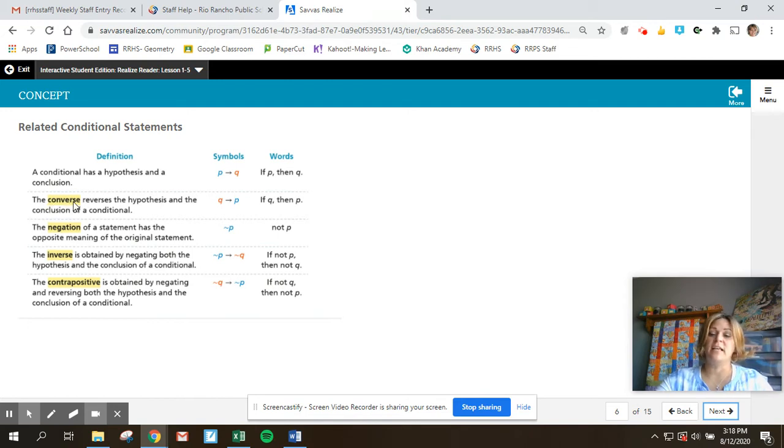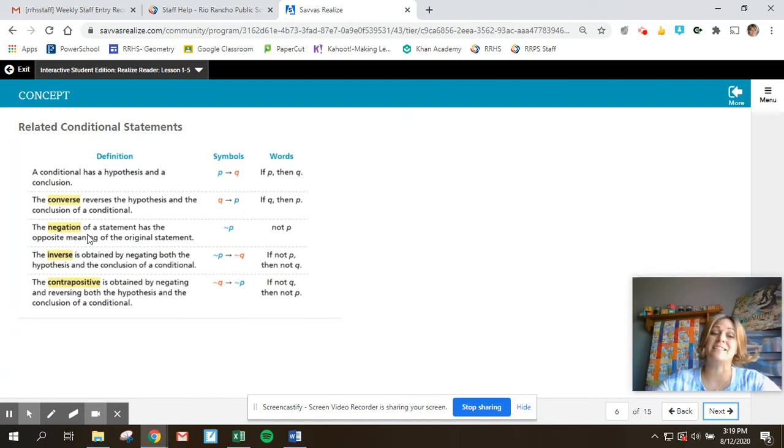The converse. If I do my job, then I go to the movies. The converse: if I go to the movies, then I'll do my job. So the converse is just taking the hypothesis and the conclusion and switching their order. That's all it is. Notice the Q is here and the P is there.